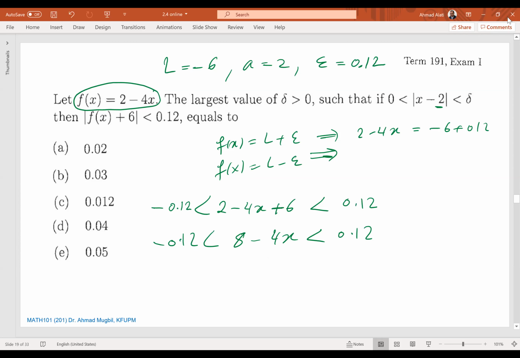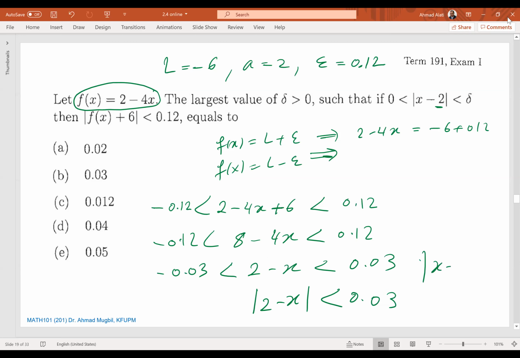And you need to continue, take 4 as a common factor, and divide by 4. It will be 2 minus x less than, if you divide by 4, 0.03 and greater than negative 0.03. And clearly this means that the absolute value of 2 minus x is less than 0.03. And you know that the absolute value of x minus 2 is the same as the absolute value of 2 minus x. So this is done. This is one way to do that. This is another way. I will stop here, shabab.